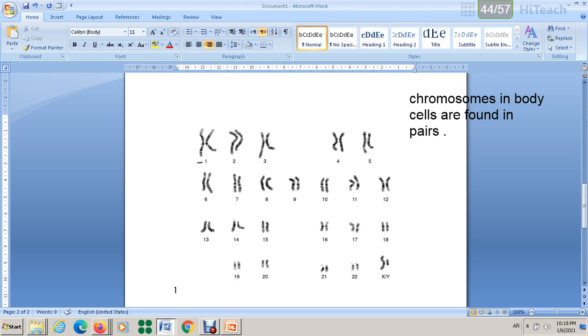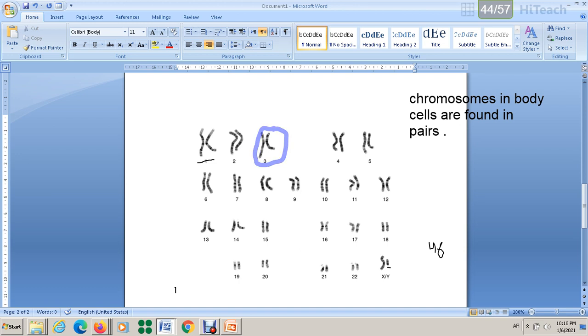If you count them, let's count them. 1, 2, 3, 4, 5, 6, 7, 8, 9, 10, 11, 12, 13, 14, 15, 16, 17, 18, 19, 20. You will find that the total number of these chromosomes is what? 46 chromosomes. Okay? As you see, these chromosomes are found in pairs. What about these pairs? Why this chromosome with this one?